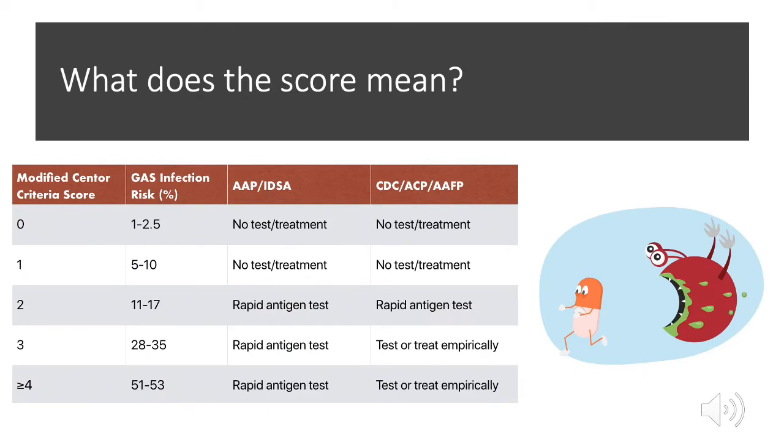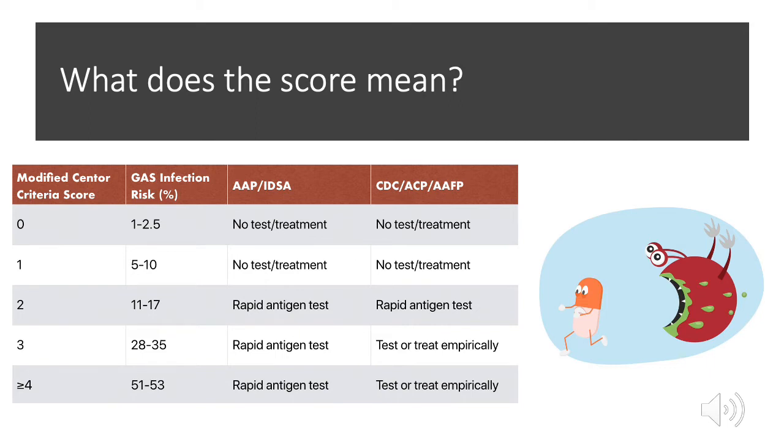So you calculated that score on your patient, but what does that score mean? Well, each score correlates with a percentage of group A strep infection. So as the score increases, so too does the risk of that actually being strep throat.